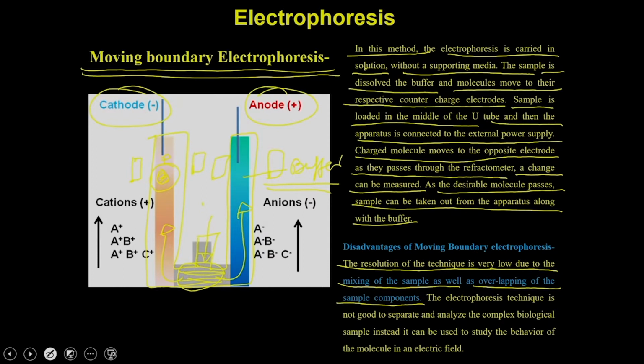So, because of that, it always has a problem of ambiguity, because you have to standardize very nicely so that you will know when your molecule of interest is going through the refractometer, so that you can put the pipette in and take out this sample from the moving boundary electrophoresis apparatus. On the other hand, the electrophoresis technique is not good to separate and analyze complex biological samples.